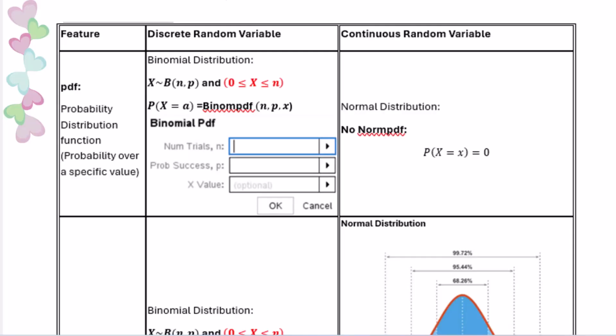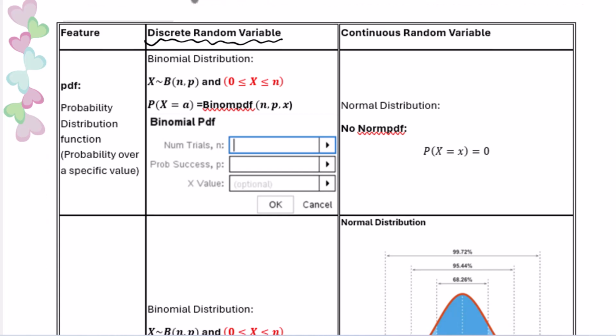Let's talk about binomial distribution and a normal distribution. The data from a binomial distribution are discrete random variables. The notation for binomial distribution: X follows binomial distribution with n as the number of trials. P is the probability of success.